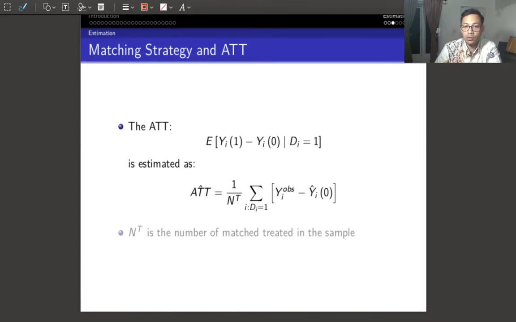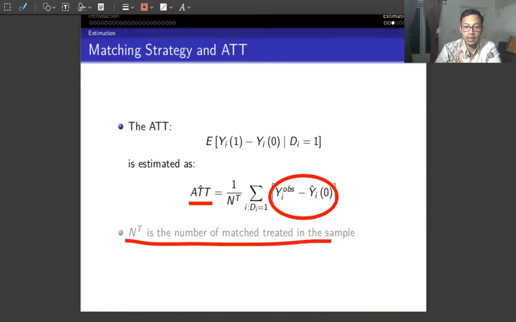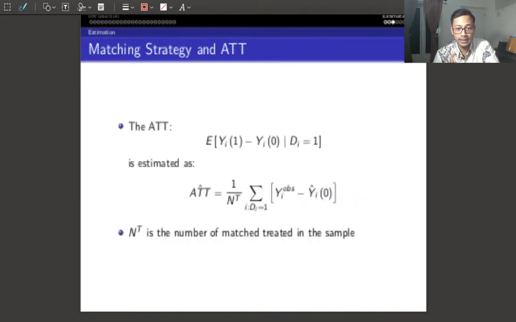And so basically what you need to do is calculate the difference for each individual in the treatment with the estimated counterfactual y0 hat, and then take the average of the differences and you get the ATT. Okay, and NT is going to be the number of matched treated in the sample. Since we have the assumption of common support, individuals who are not matched are not going to be included in the estimation of ATT.